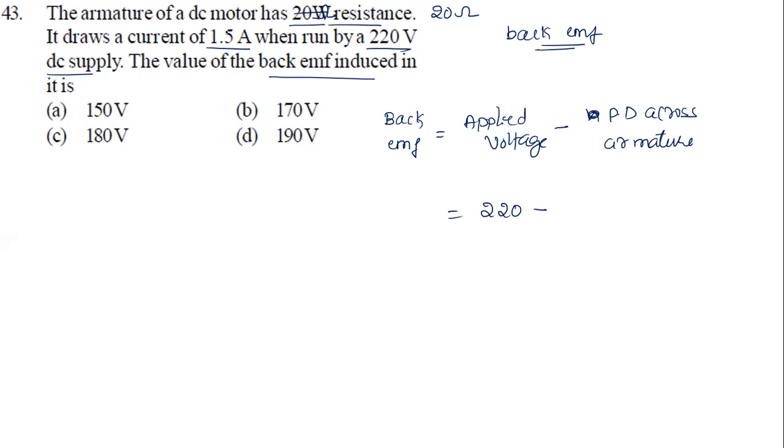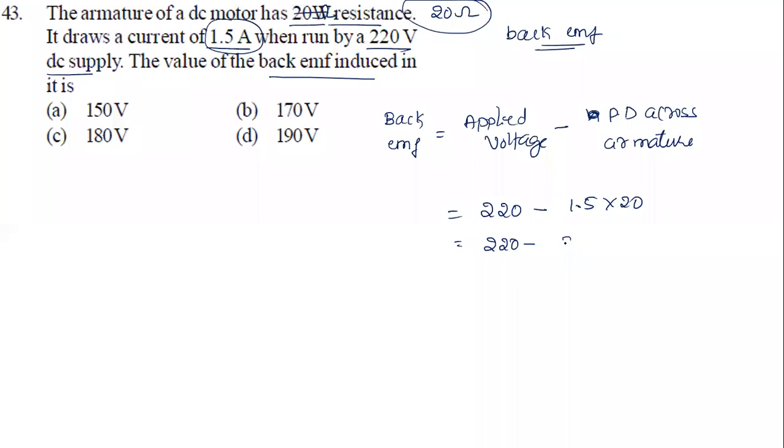We need to find that out. How can we find it? Current is given, resistance is given. So it is 1.5 times 20. So it is 220 minus 1.5 times 20. Means what is it? So it will be 10, right?